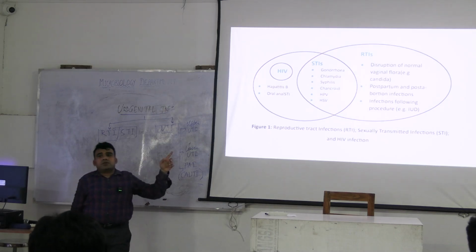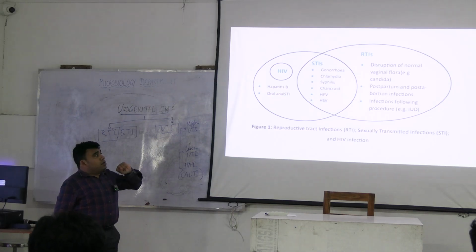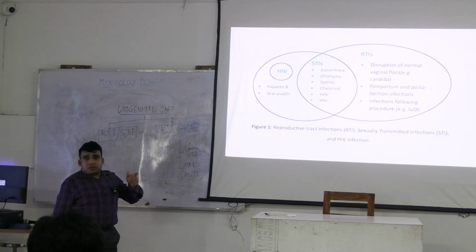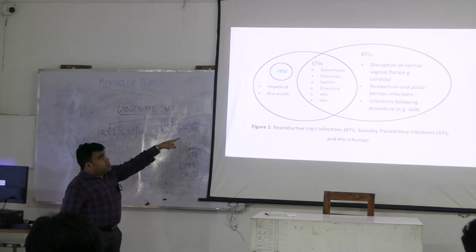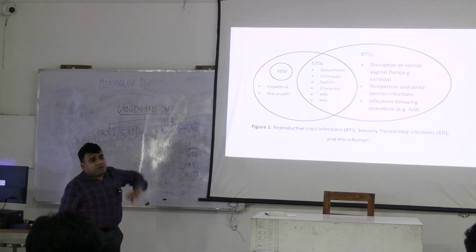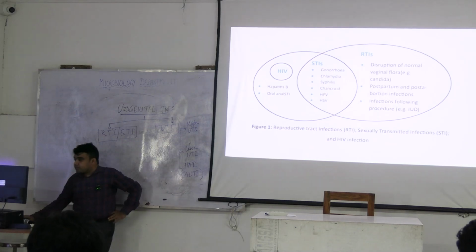Look at this Venn diagram, if you have read PSM you will have seen the Venn diagram. For example, disruption of vaginal flora, that is called bacterial vaginosis. This is a reproductive tract infection, but is not a sexually transmitted disease, right? Look at, for example, hepatitis B, it's a sexually transmitted disease, but there are no reproductive infections.